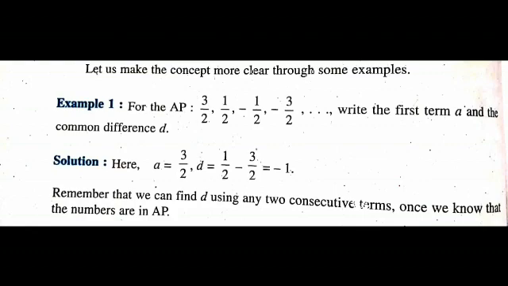In this video, we will learn how, if we are given a list of numbers, we can say whether this list of numbers is an AP or not. And also, depending on this observation, we will find the first term, common difference, and also the next term of the arithmetic progression. Let us make the concept more clear through some examples.